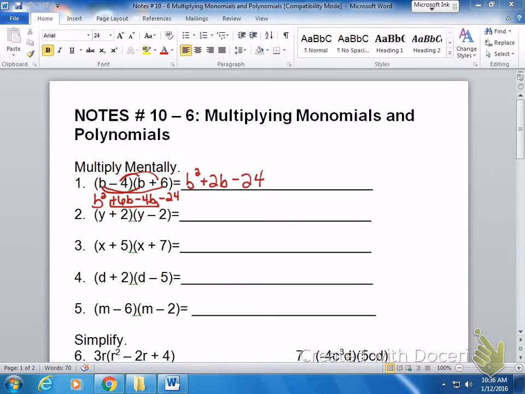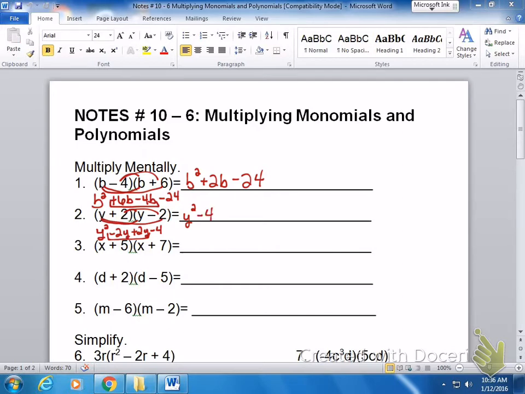Let's do number 2. y plus 2 times y minus 2. y times y, y squared. y times negative 2, negative 2y. Now move to the positive 2. 2 times y is plus 2y. Positive 2 times negative 2 is negative 4. I need to clean up my middle two terms, so I have y squared. Negative 2y plus 2y cancels each other out, so I have y squared minus 4.